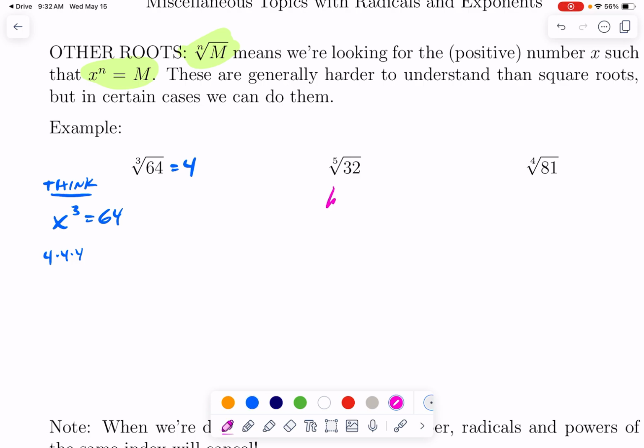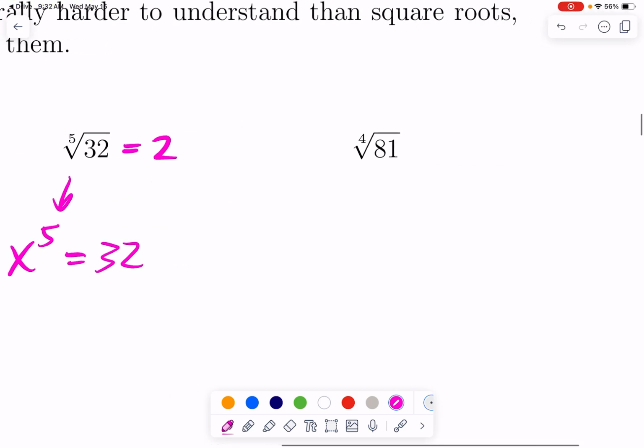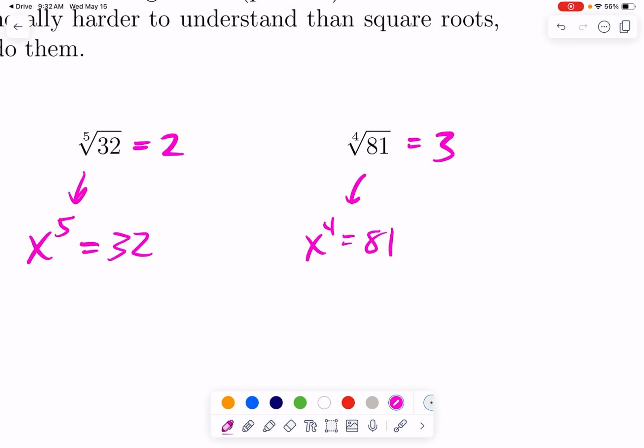For the second one, we're basically asking ourselves, what's the number where if we raise it to the 5th power, we get 32? And hopefully you notice that that's 2. Here we're asking, what's the number where if we raise it to the 4th power, we get 81? And through a little bit of experimentation, presumably you notice that that's 3.